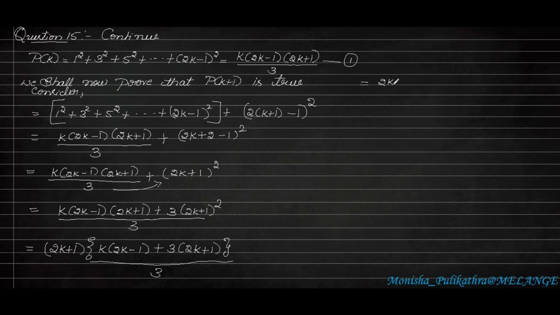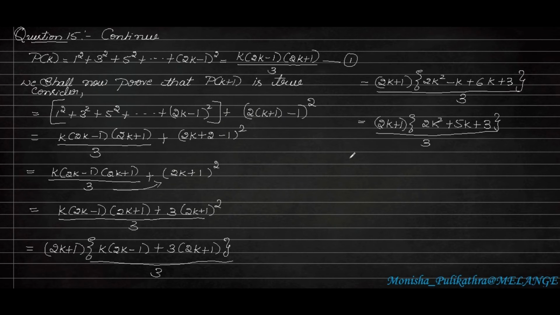So next is 2k plus 1, write as it is. So we have to multiply k with this bracket and 3 with this one. So k into 2k is 2k square minus k plus 3 into 2 is 6k plus 3, whole divided by 3. So 2k plus 1, write as it is. So here it will become 2k square plus 6k minus 1k is plus 5k plus 3, whole divided by 3.